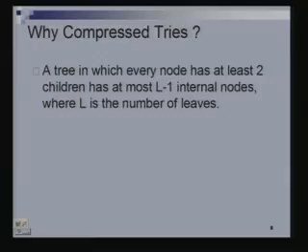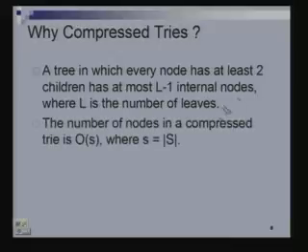How are we going to use this? How many leaves are there in my trie? Number of words. This says that the number of internal nodes is going to be the number of words minus 1 at most. So, the number of nodes in a compressed trie is order of S, where S is the number of words. Capital S was the set of strings, so S is the size, the number of words. So, this is the number of nodes in a compressed trie.